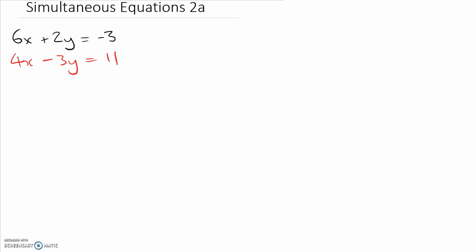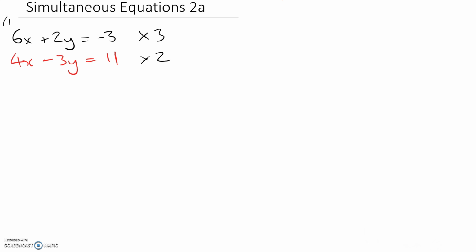So really we're looking for the lowest common multiple of 4 and 6, and the lowest common multiple of 2 and 3. You might be able to spot that, or either of those rather, we can do one or the other. So I'm thinking maybe it's going to be easiest to multiply this equation by 3 and this equation by 2. Now why am I thinking that? Well, let's have a look at what happens if we try that.